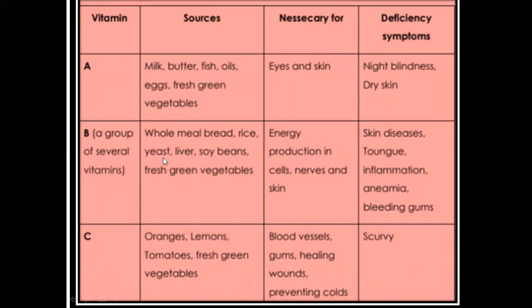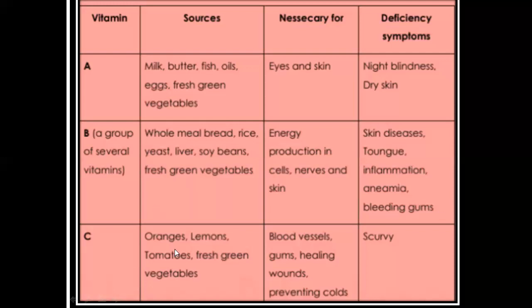Vitamin B complex is present in whole meal bread, rice, yeast, liver, soya beans, fresh green vegetables, and it is important for energy production in cells. They are also important for nerves and skin; for strong nerves, vitamin B complex is very important. Deficiency of vitamin B may cause skin diseases, tongue inflammation, anemia, and bleeding gums.